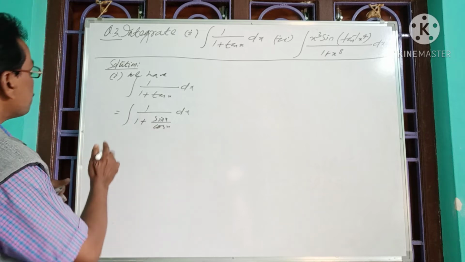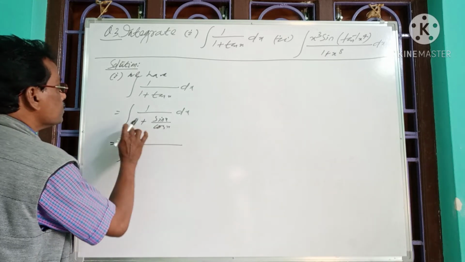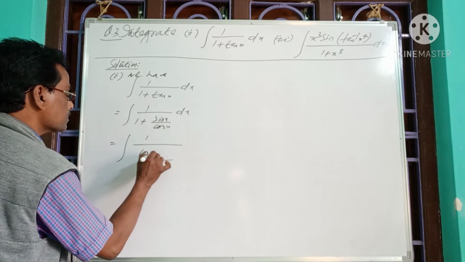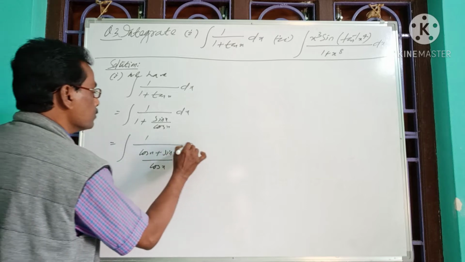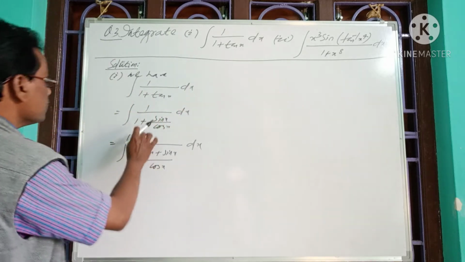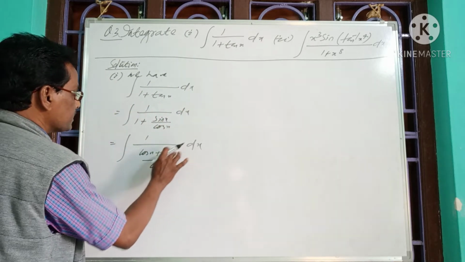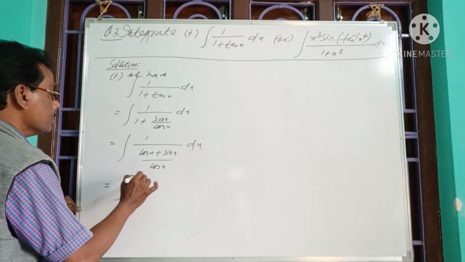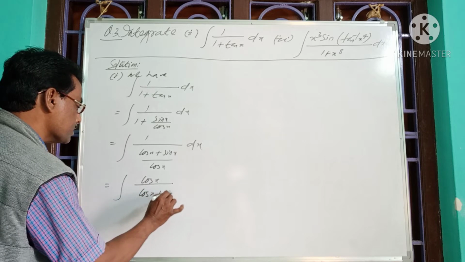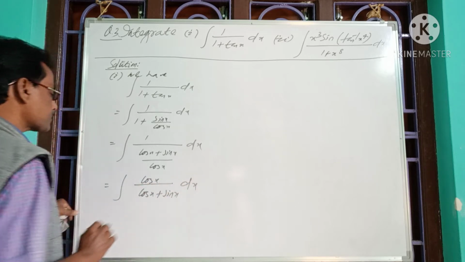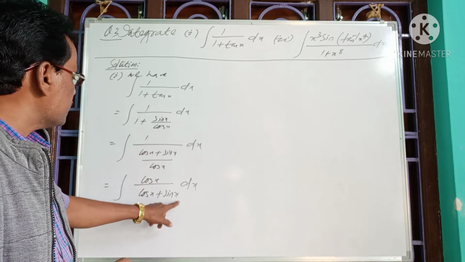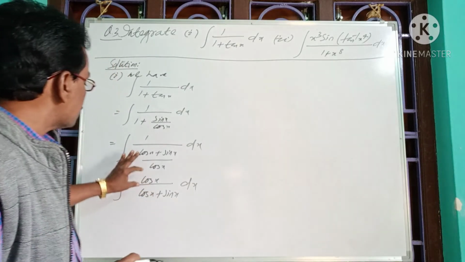Now simplifying, we have integration of 1 by, here the LCM will be cos x, so we have cos x into 1, that is cos x plus sin x, whole integration with respect to x. Again simplifying, we have integration of cos x by cos x plus sin x with respect to x. Now the integrand has transformed into cos x by cos x plus sin x, which is also not integrable, so it is not in formula form.